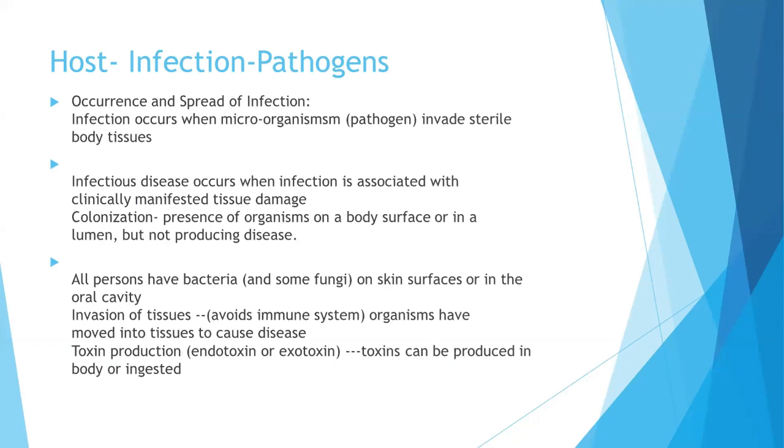So host, infection, and pathogens. The occurrence and spread of infection. Infection occurs when microorganisms invade sterile body tissues. Infectious disease occurs when infection is associated with clinically manifested tissue damage. Colonization means the presence of organisms on a body surface or in a lumen, but not producing disease. All persons have bacteria and some fungi on skin surfaces or in the oral cavity.